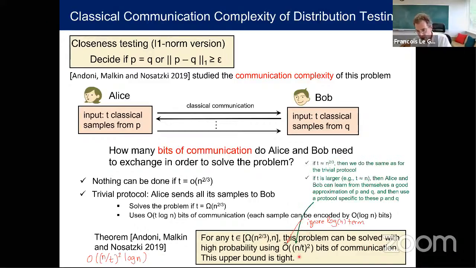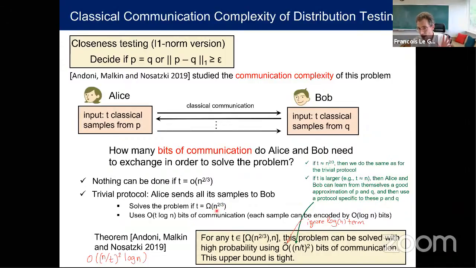So you see, if t is close to n to the 2/3, the lower bound here, then what we obtain here is n to the 1/3 squared, so n to the 2/3. So the same complexity as the trivial protocol. But if t is larger, so for example, t very close to n, then this becomes much smaller. And if t is very close to n, this becomes essentially constant. This means that we have a much better protocol than the trivial protocol when we have a lot of samples.